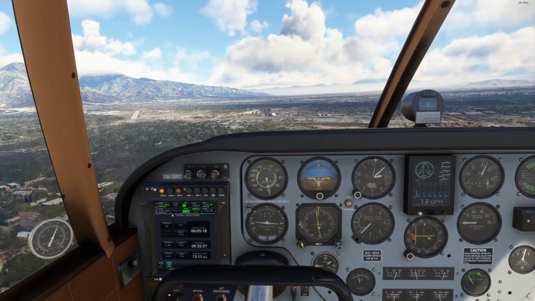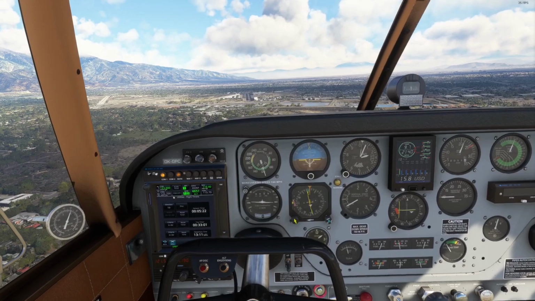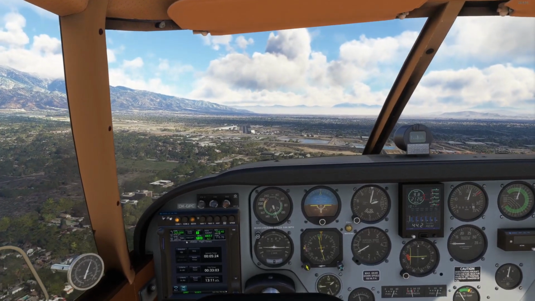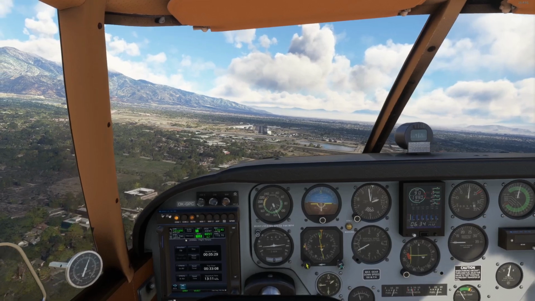Okay, so I'll just pull up to slow down. So prop fully forward. Yeah, fuel pump should have been on. I will land with flaps 2, that's enough.